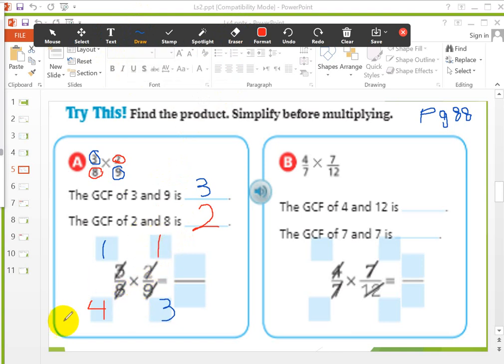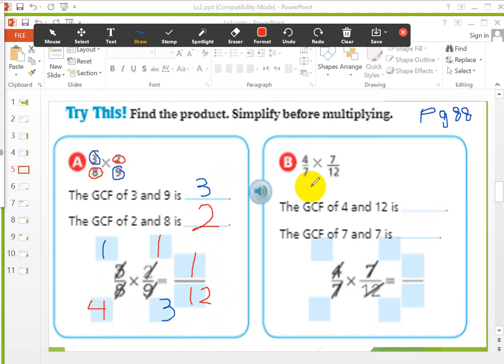Now look, the numbers become smaller. 1, 4, 1, 3. Now can I multiply it? Yes. 1 multiplied by 1 equals 1. 4 multiplied by 3 equals 12. Thank you, girls. So the answer is 1 over 12. That means this is the simplest form. Let's do exercise B.